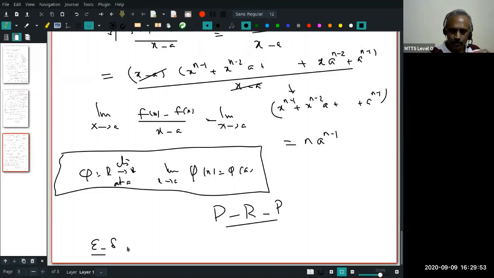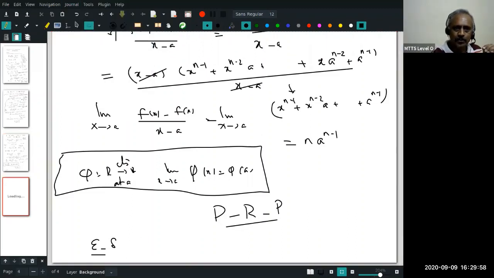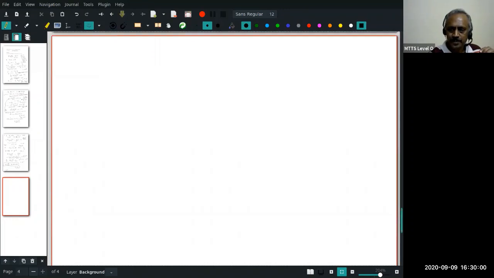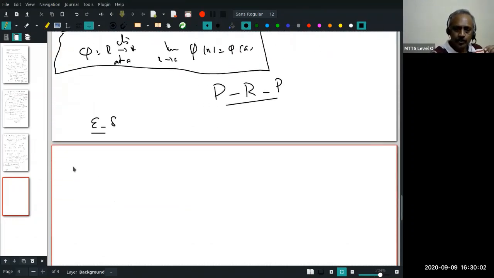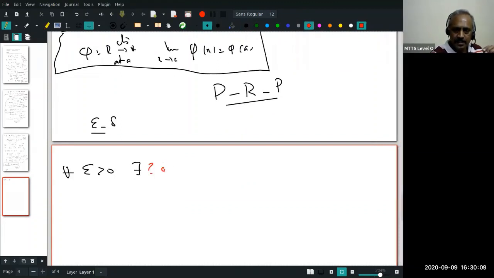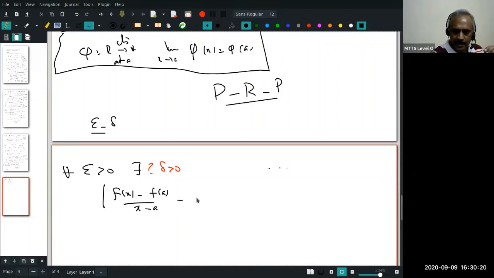Suppose I want to use only epsilon delta. What does that mean? What is it that I have to prove? So what I have to prove is, given any epsilon positive, I have to check whether there is a delta positive, so that whatever the x, etc., mod of f x minus f a by x minus a minus n into a to the power n minus 1 is less than epsilon.